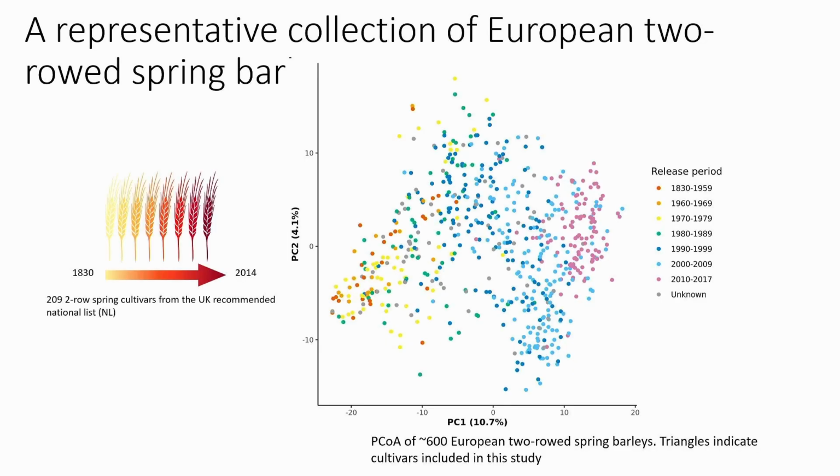The population that we used for this purpose was a selection of 209 cultivars and landraces that were selected for their representativeness of the general European two-row spring barley germplasm. I hope you can see that. Each accession that we used is represented by a triangle on the right, in the general space that is covered by the European two-row spring barleys.